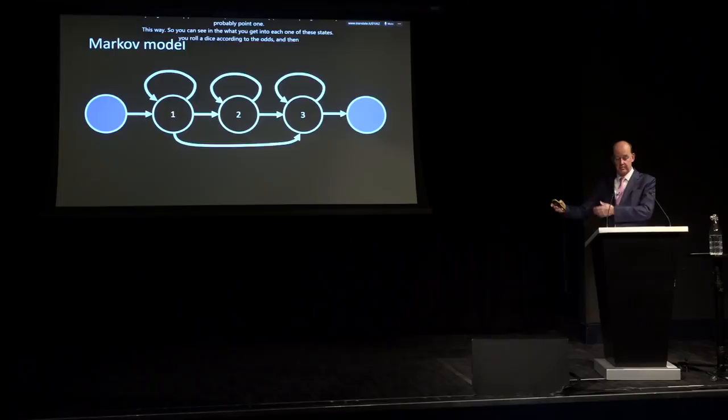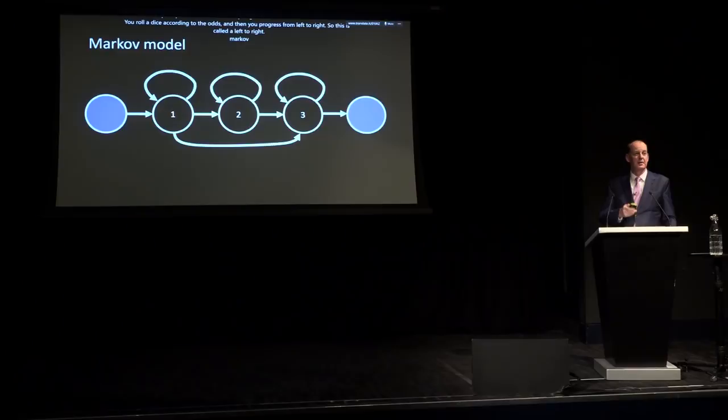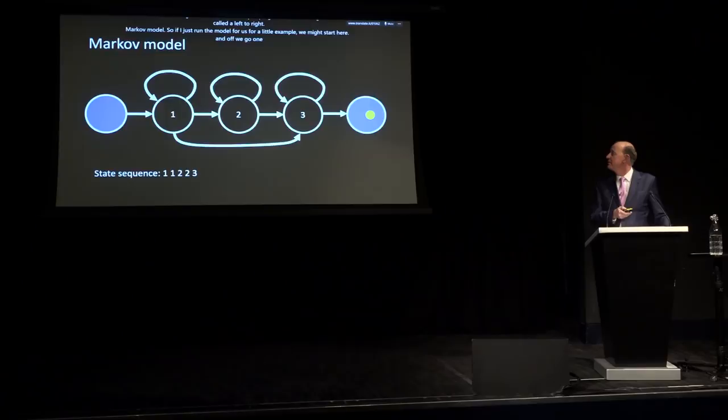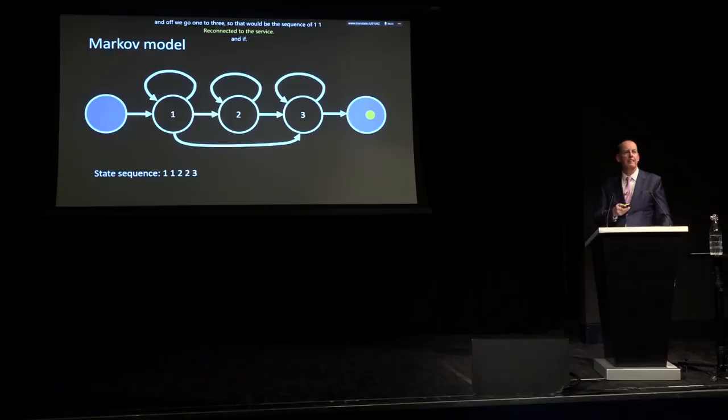So if I just run the model first for a little example, we might start here, and off we go. 1, 2, 2, 2, 3. So that would be the sequence 1, 1, 2, 2, 3. I hope I got that right. And if we run the model again, because it's random, we will get a different sequence. Okay, that took a different path through the model, but it was still left to right.